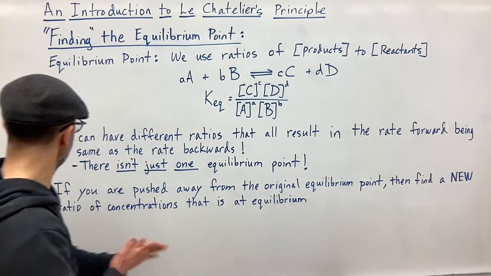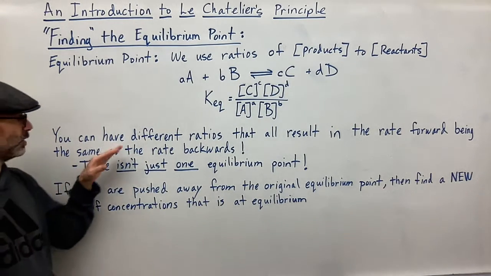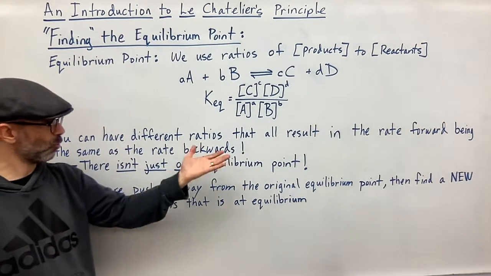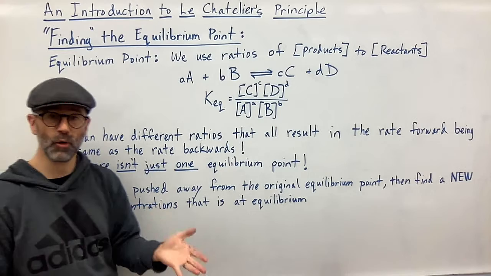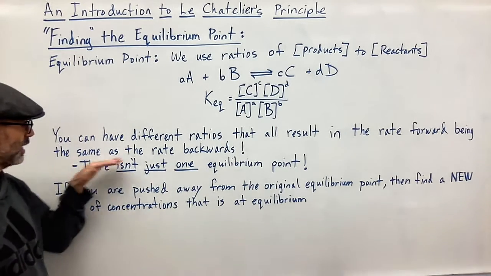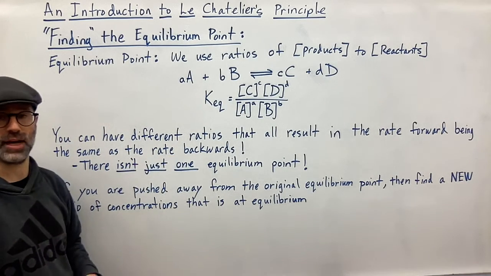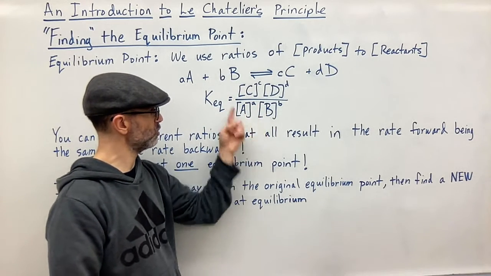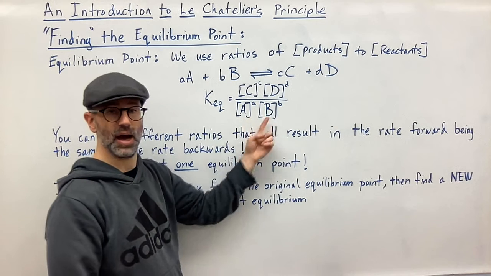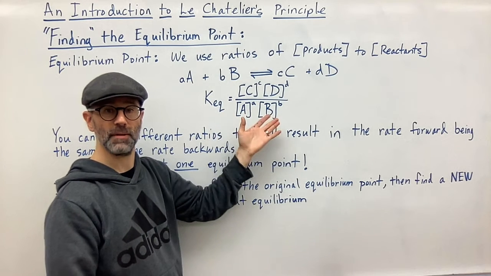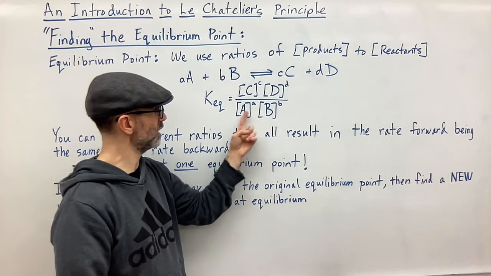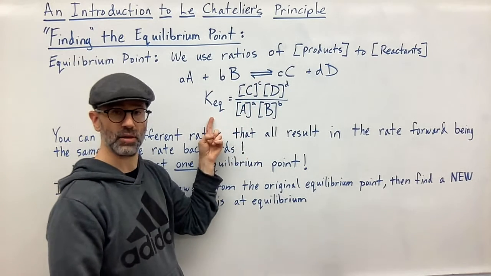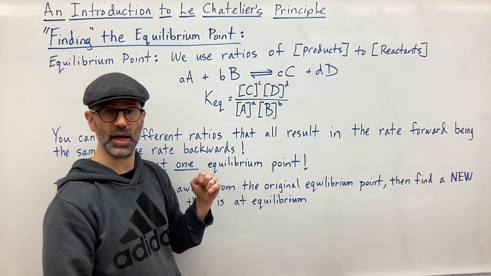And so a couple of things that I want to point out is that you can have different ratios that all result in the rate of the forward reaction being equal to the rate of the backwards reaction. So you don't have to have the exact same concentrations for A, B, C, and D. There's a plethora of different concentrations that you could have that would give you the same ratio and therefore the same KEQ, the equilibrium constant, right?